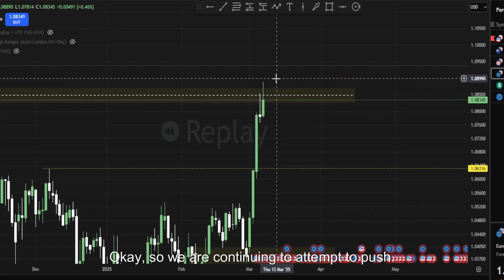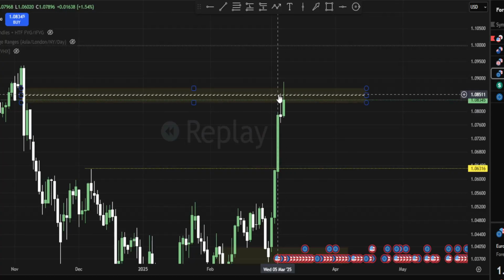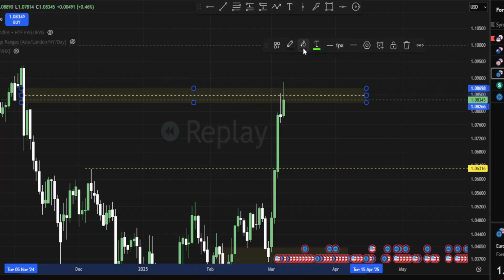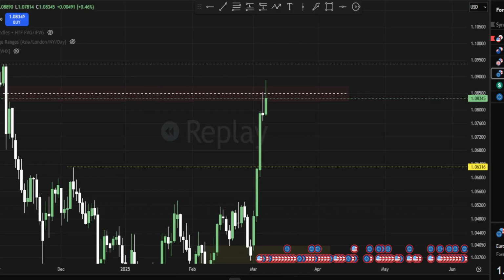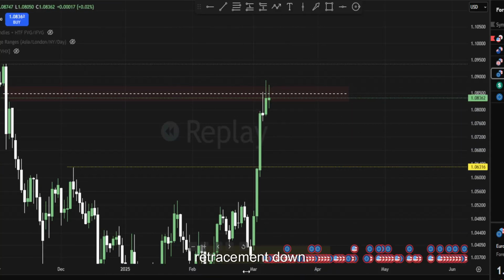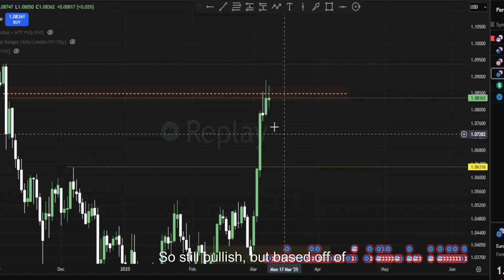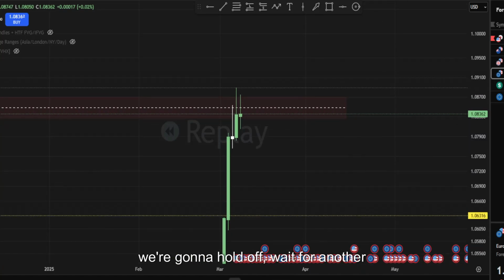Okay, so we are continuing to attempt to push. The problem is, did we close above the previous day's high? We did not. We're still getting rejections from this bearish fair value gap. So we'll continue another candle. We're still staying in range, still continuously getting rejected from the fair value gap, although there really aren't enough sellers coming in yet to see that retracement down. So still bullish, but based off of our rules here, we're going to hold off and wait for another candle.